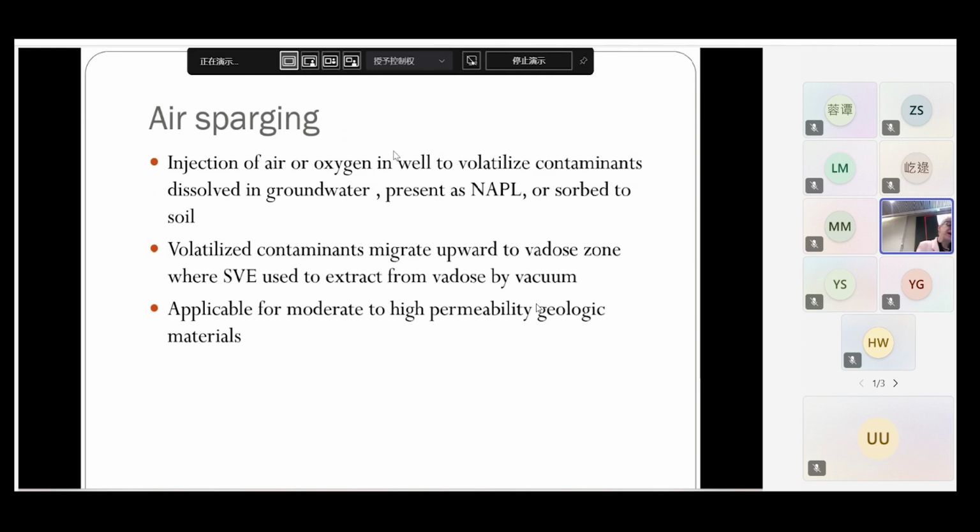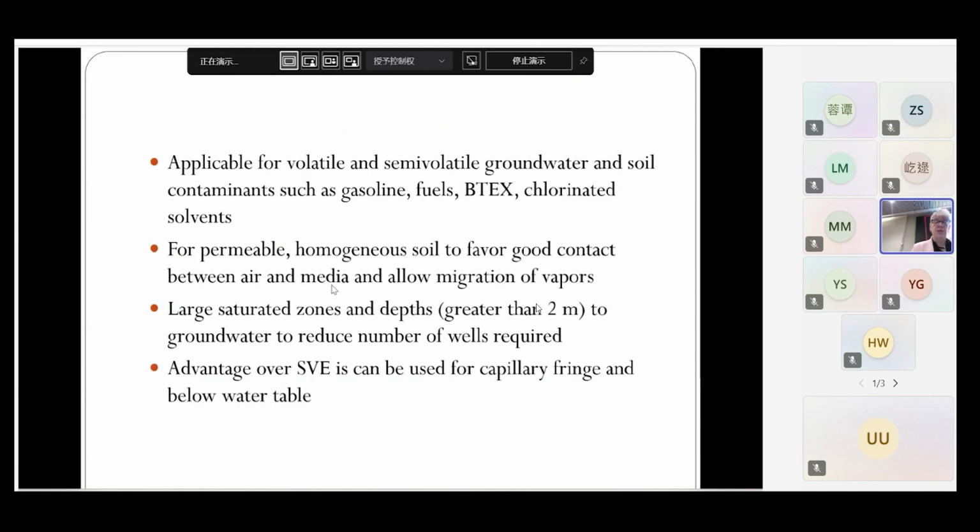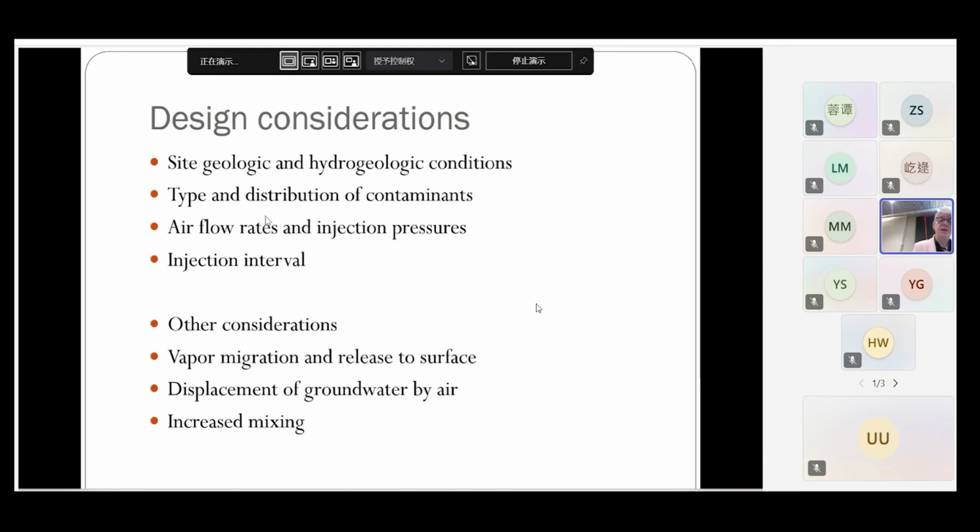So air sparging is on the same principle, but it focuses on the contaminants in the groundwater. So the idea is to blow air into the groundwater. And so again, you would volatilize the contaminants from the groundwater. So again, it is applicable for very volatile contaminants and can be used in the groundwater, as opposed to soil vapor extraction, which is just in the soil itself. So looking at the geology, the hydrogeology, all of these things you need to know to be able to design your system.